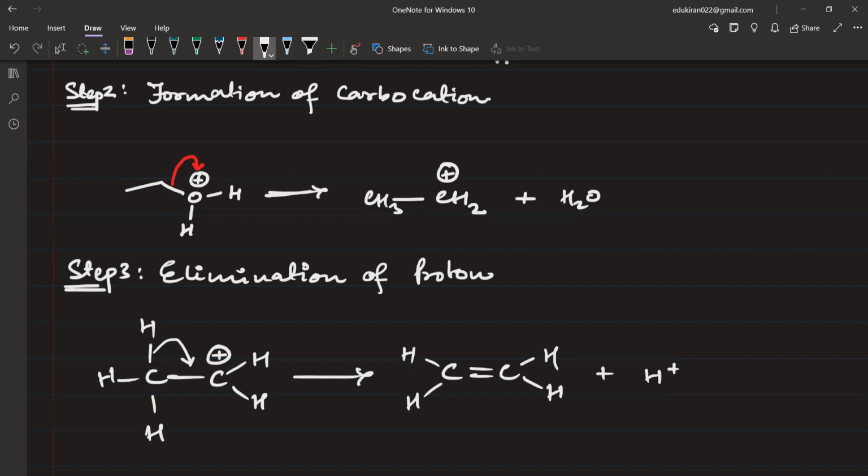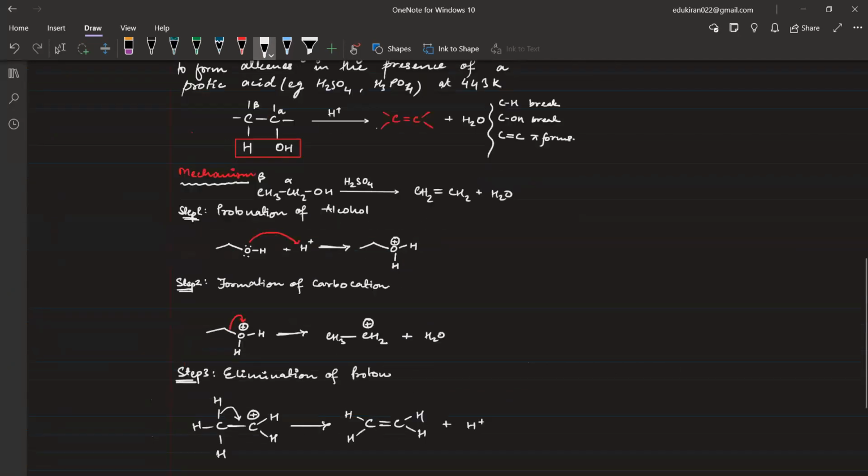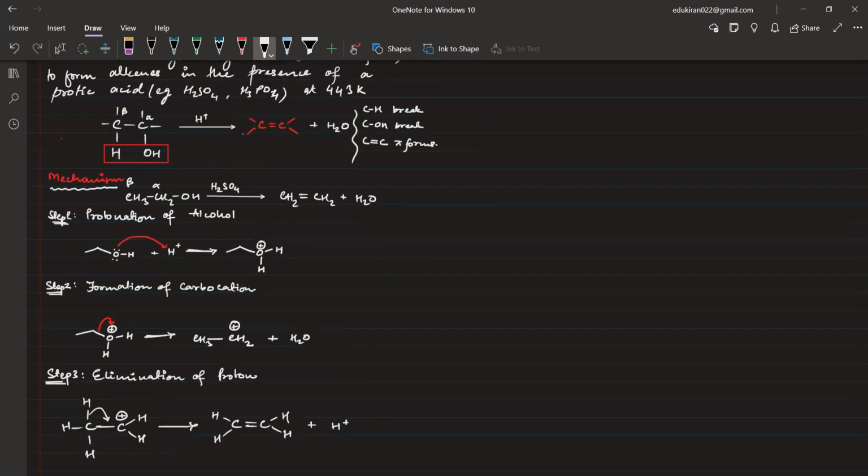Plus H plus. Okay. So this mechanism is important. It can come in your examination also. Write this down.